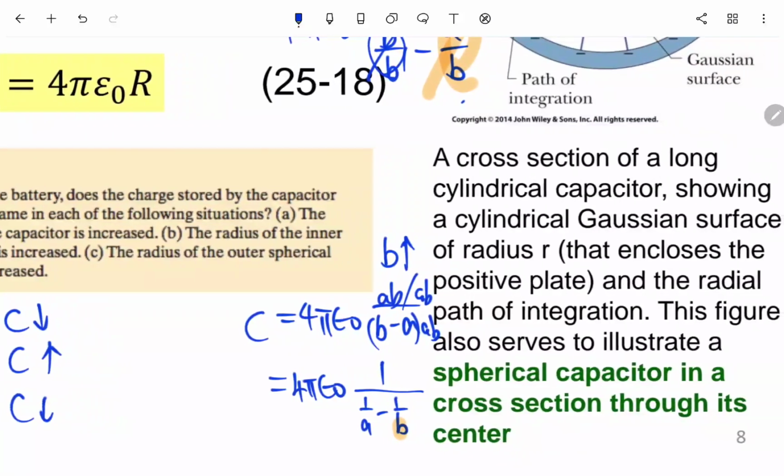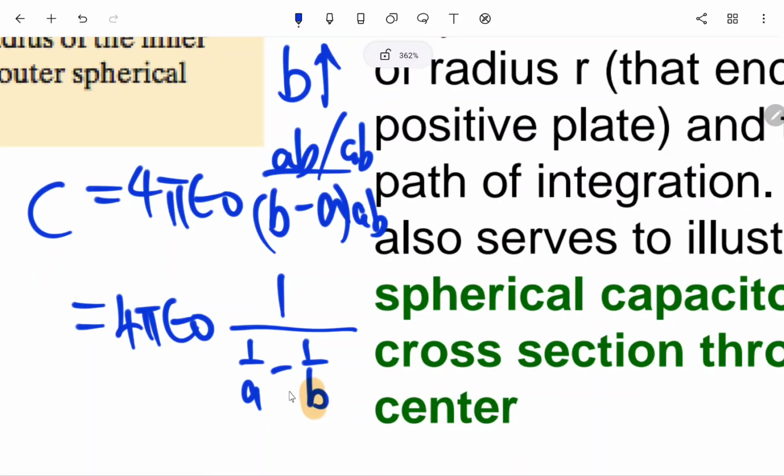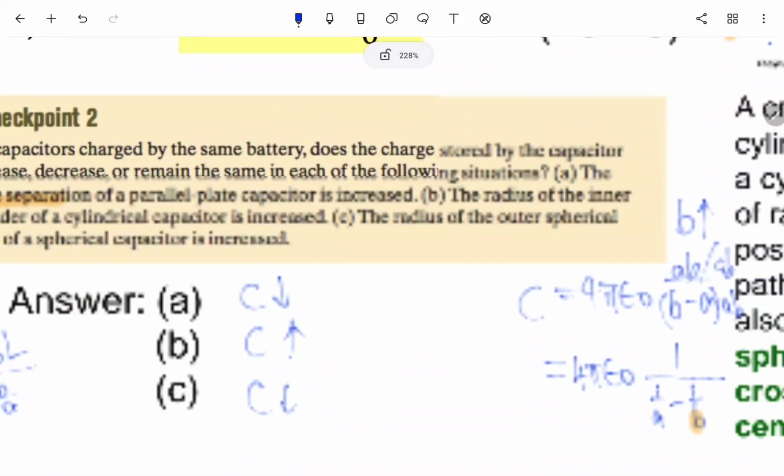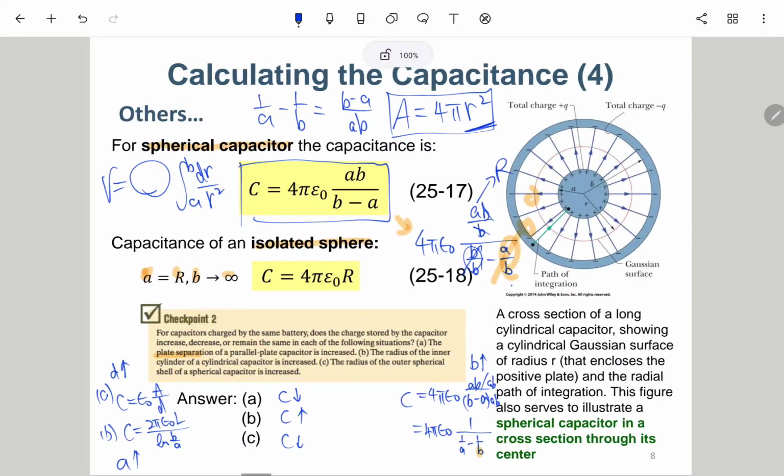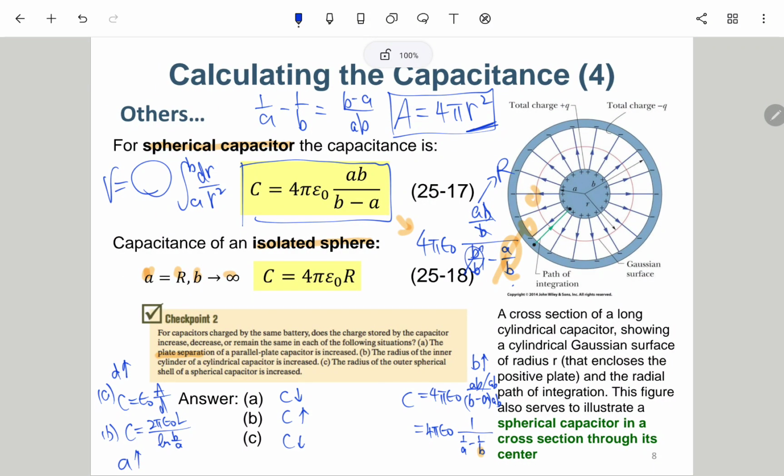Oh, am I too fast? Once again. B increases, 1 over B decreases, minus 1 over B increases. This one, minus 1 over B, also increases, and it is in the denominator. If it is increased, the whole thing decreases. So finally C decreases. Okay, so far any questions?